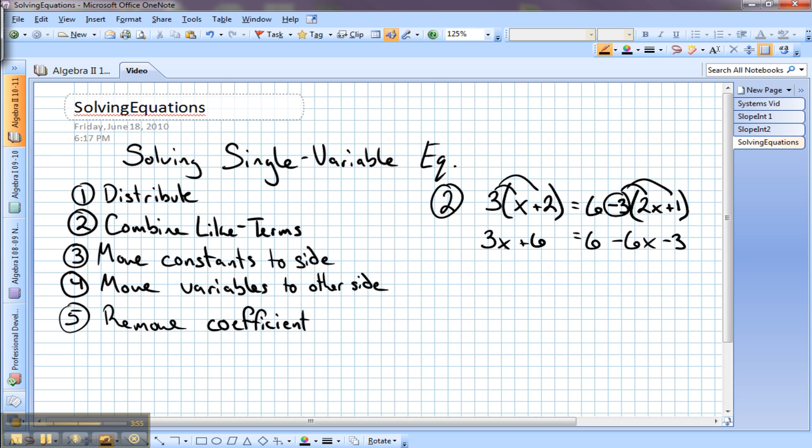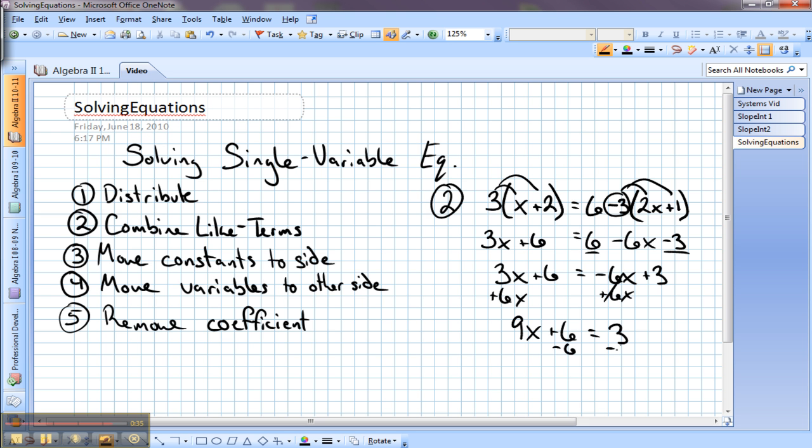We have no like terms on the left side, but on the right side we have a 6 and a minus 3. So when we combine those terms, we will be left with a negative 6x, and then 6 minus 3 is 3. And then we add 6x to both sides, which will give us 9x plus 6 equals 3.